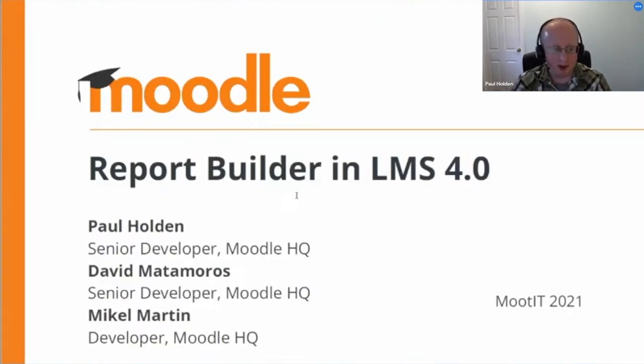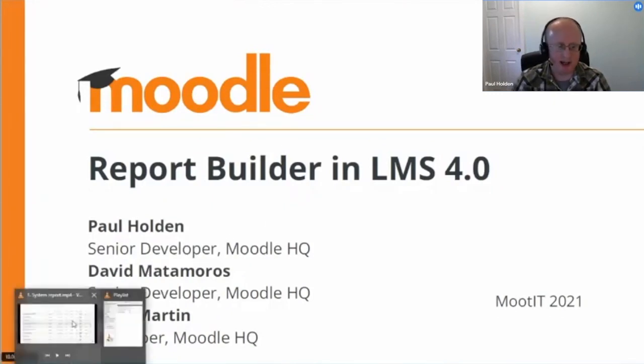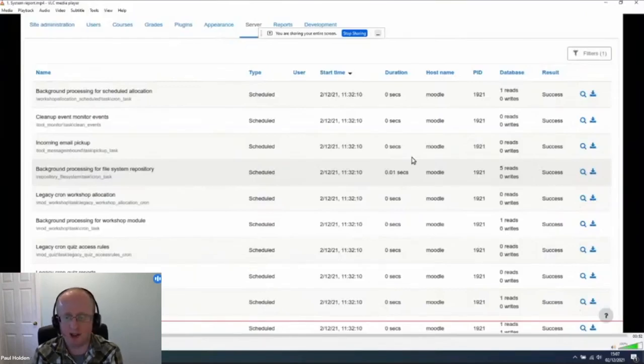So Report Builder, in essence, is really two parts. There is the ability to create system reports. System reports are just a new reporting tool that is available now in Moodle. It's available for any plugin, any core feature, anything that basically has a report.